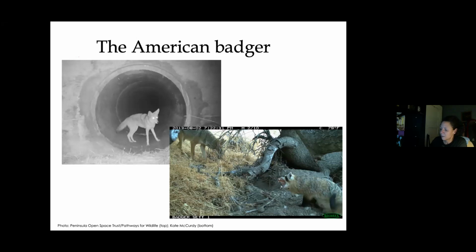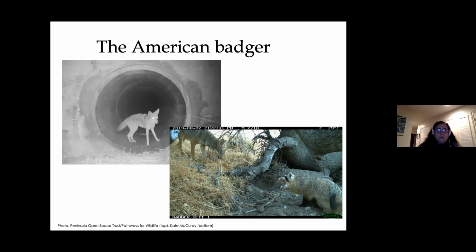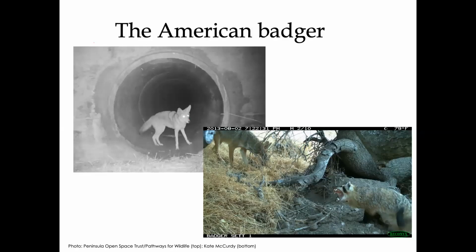And it can at times be contentious. So not long before I was scheduled to give this talk, Jen sent me this photo that Kate McCurdy took at Sedgwick Reserve. It's showing, I'm not really sure what this badger is doing. I think it is being aggressive towards this coyote who's investigating near its burrow. Coyotes are known to prey on young badgers if the coyotes are hunting in groups. Once a badger is an adult, it has very few natural predators.